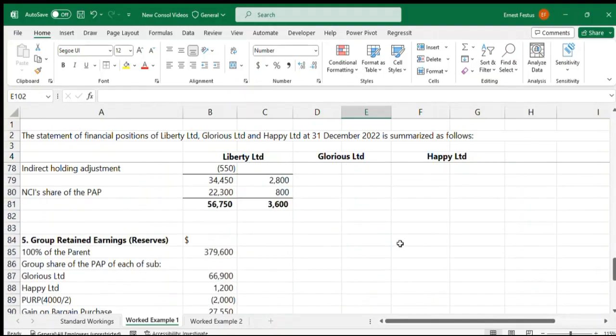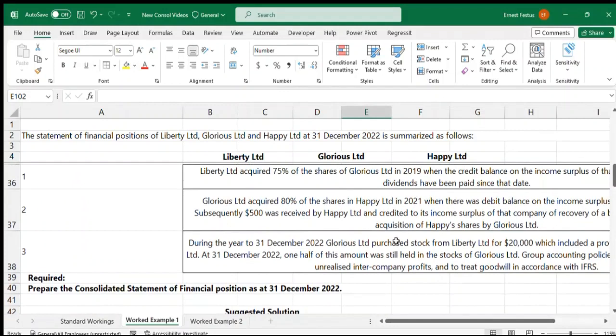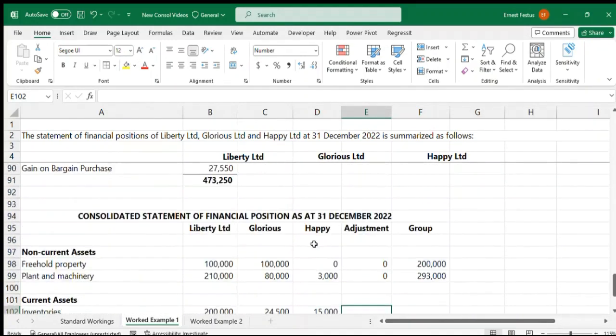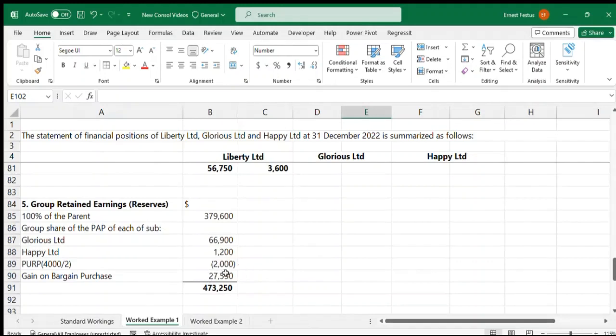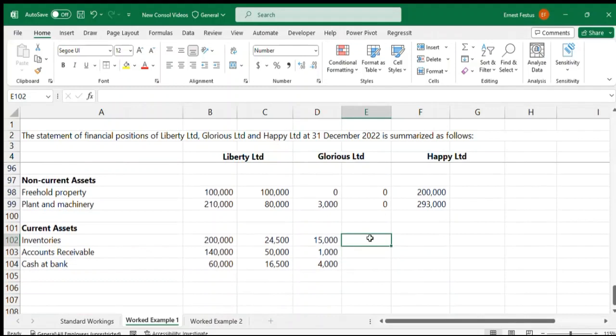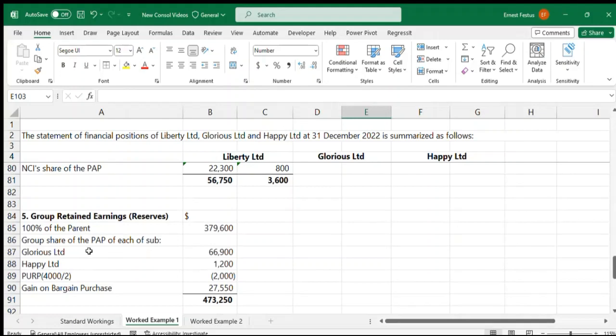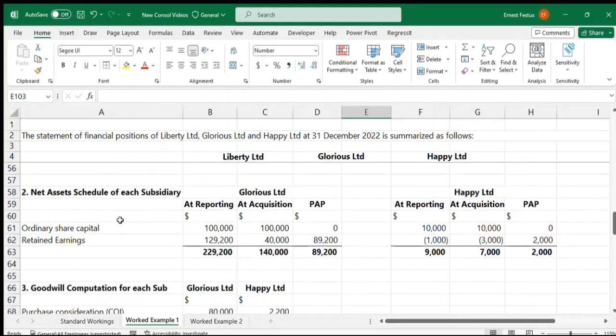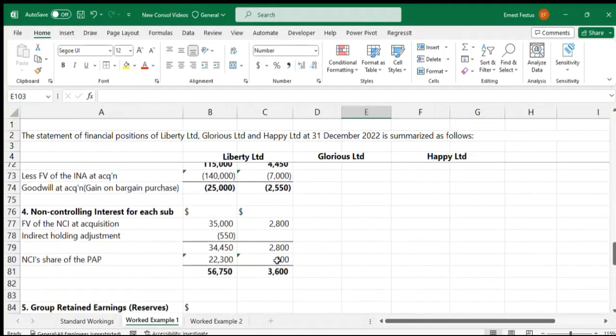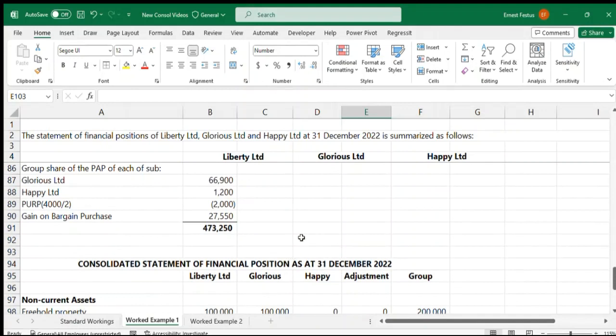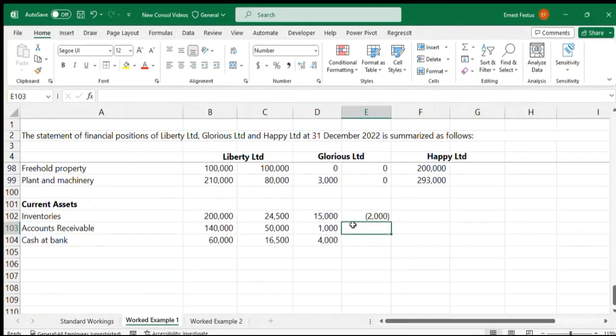From the question, we are told that there has been the sale of stock, and there is an unrealized profit element of $2,000. So that $2,000, which we used in calculating our group retained earnings, will be subtracted from the inventories figure. So whenever there is an unrealized profit element on the sale of inventories, after treating it under either the group retained earnings or the net asset schedule, depending on who the seller is, we also treat it on the face of the statement of financial position, specifically under inventories. So we have inventories reducing by 2,000. That is all we have here.